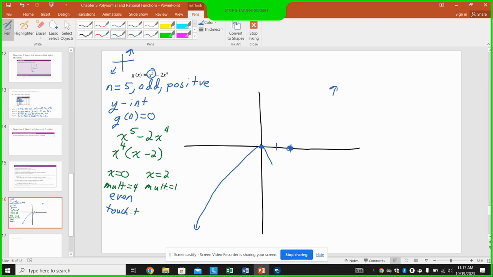All right. Then when I get to 2, at some point I got to bounce back up and then I got to go to the 2. What's going to happen when I get to the 2? I'm going to go through it. Why? Good, because the multiplicity of 2 is odd. So therefore I go through it. So at some point I'm going to bounce back through and I'm going to go through it and I'm going to finish up at my end behavior.